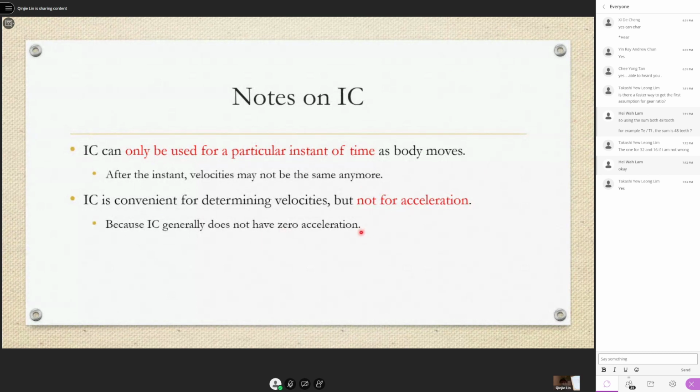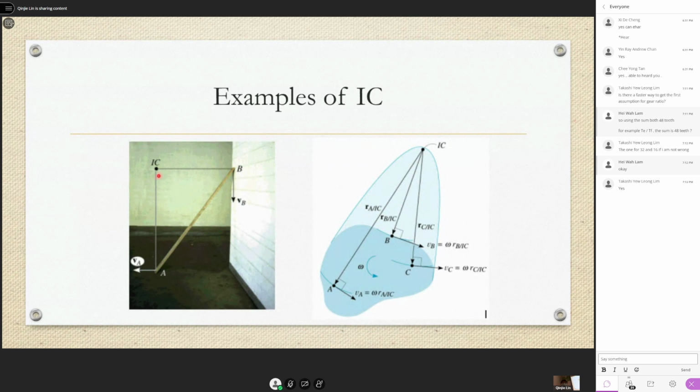You see, for any IC that we try to find, let's say for this particular thing, IC is here. We know for sure the velocity is zero. But how about the acceleration? You don't know. This IC itself could be accelerating somewhere. In this case, you see, the next instant of time, B will shift down, A will shift here.